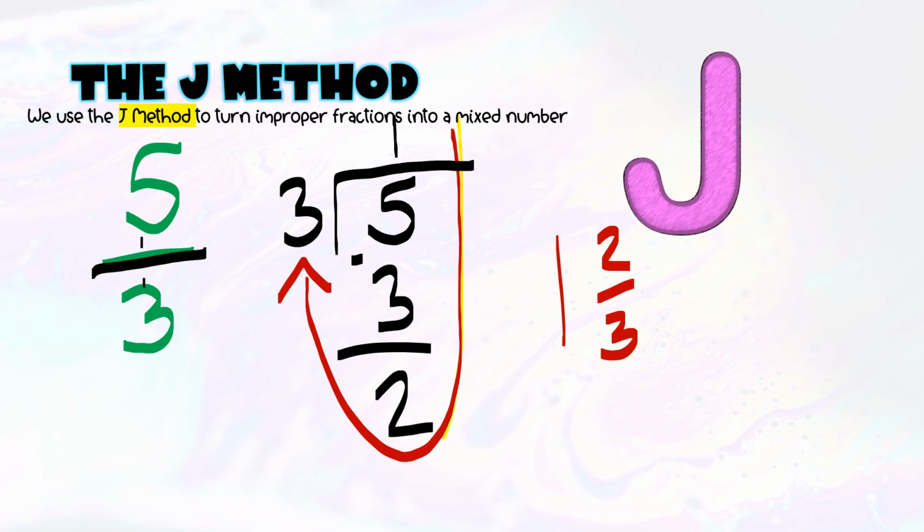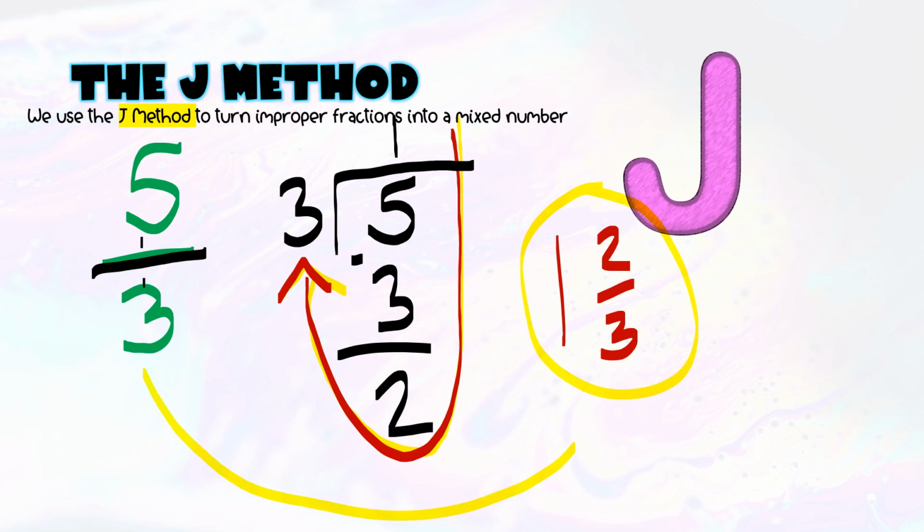We go down to the 2, which is my numerator. And then the 3 is my denominator. So we get 1 2/3 whenever we convert 5/3 into a mixed number.